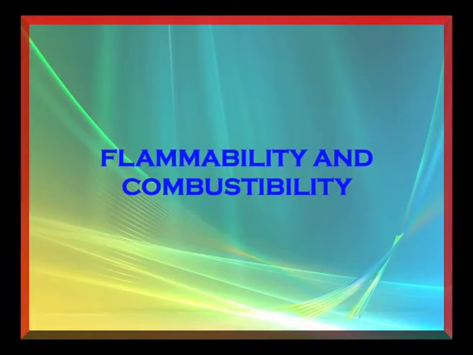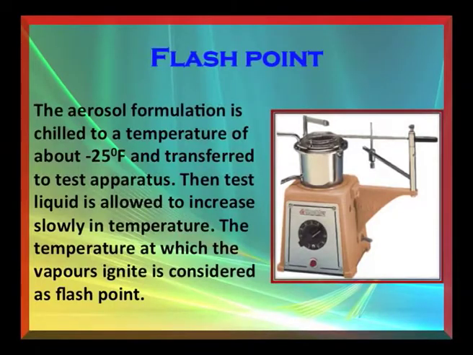Now start with first one, that is flammability and combustibility. Under this, the aerosol properties can be determined by the following methods. Flash point. Now this flash point is determined by standard tag open cup apparatus. The aerosol formulation is chilled to a temperature of about minus 25 degrees Fahrenheit and transferred to the test apparatus. Then the test liquid is allowed to increase slowly in temperature. The temperature at which the vapors ignite is considered as flash point.